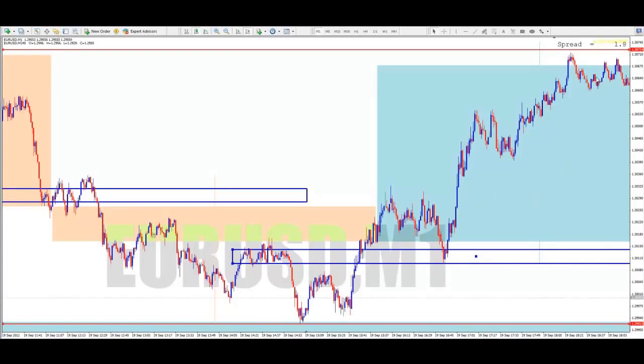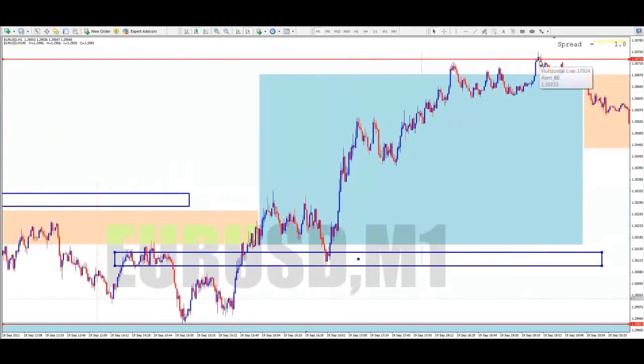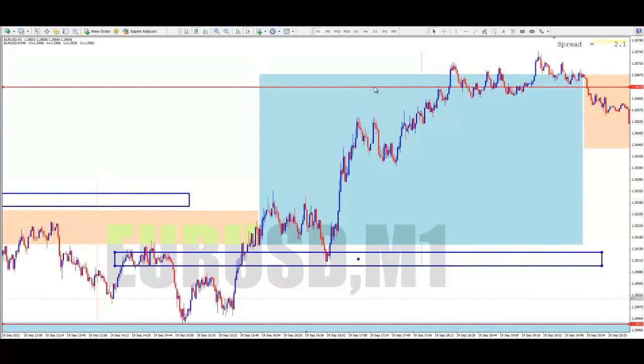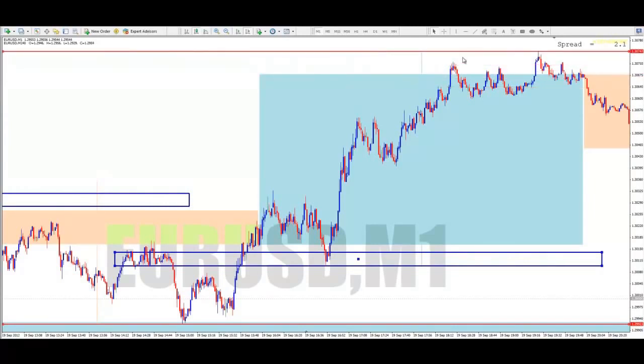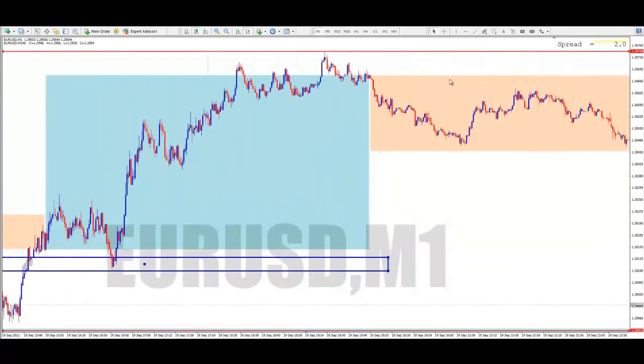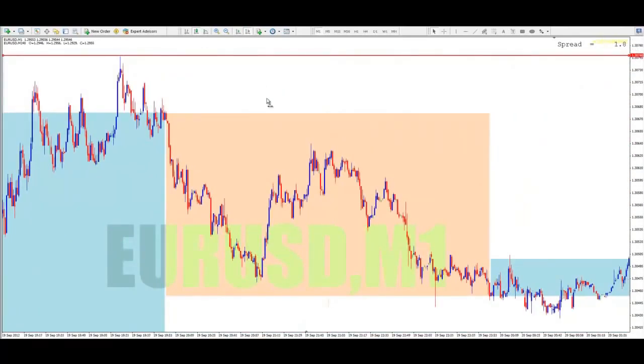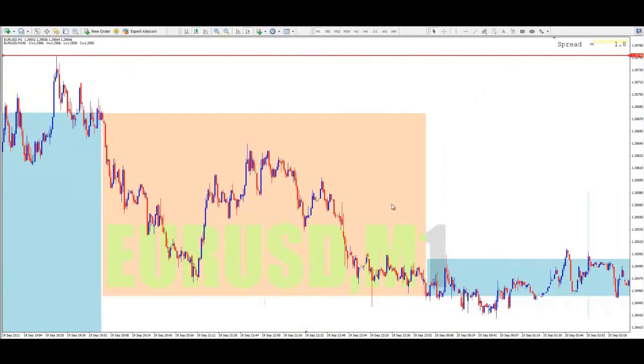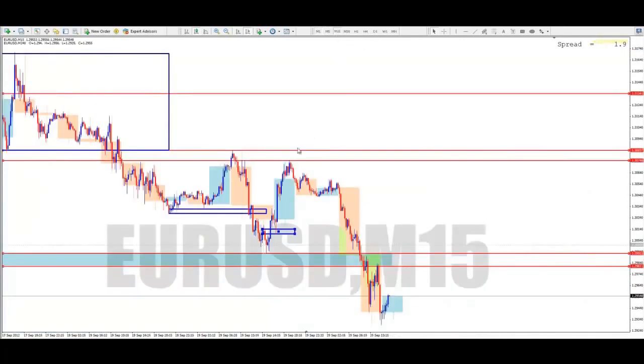So right back up to the target, which was the origin of the move. So from the origin of the move, price was able to get back down and move on. There it is, price hitting the origin, and back down it went.